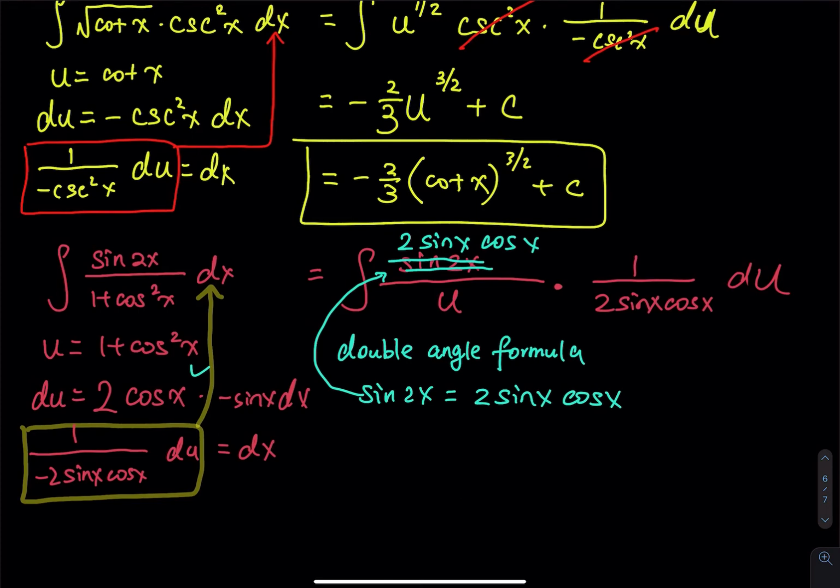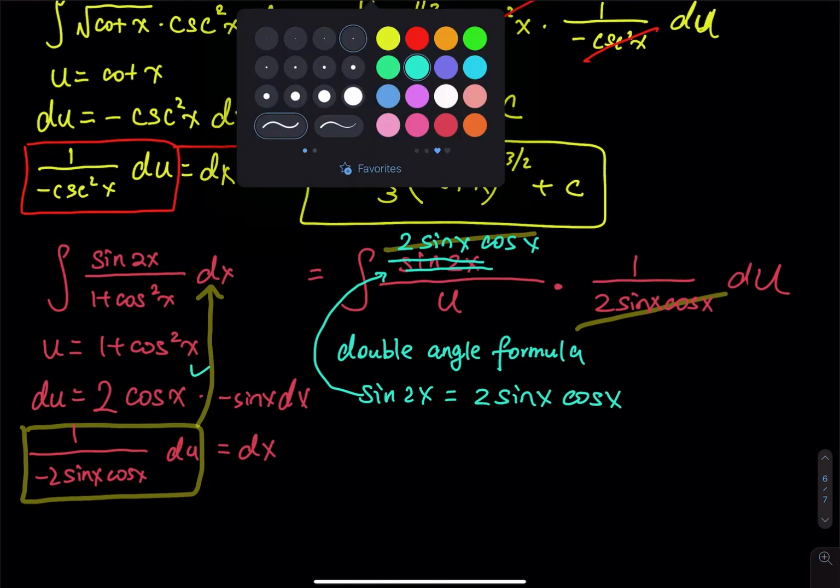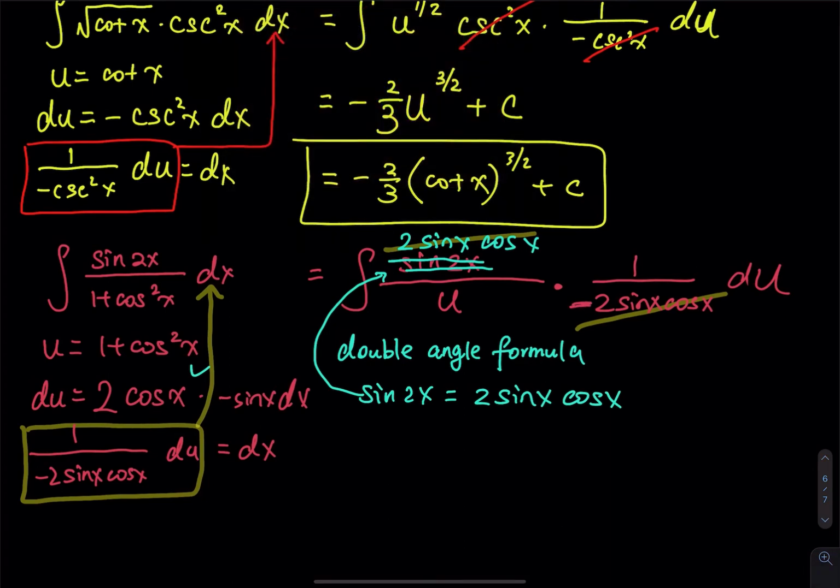Okay, now what is my next step? My next step is I have to get rid of the 2 times sine x times cosine x, right? So we have to get rid of this and this. So what do we have left? We only have 1 divided by u, and one thing that I forgot is there is a negative right here. So we have negative 1, and the integral of 1 over u du. Is this a simple power rule? The answer is no. 1 over u, integrate that, you get an ln. So that is negative ln, absolute value of u, plus c.